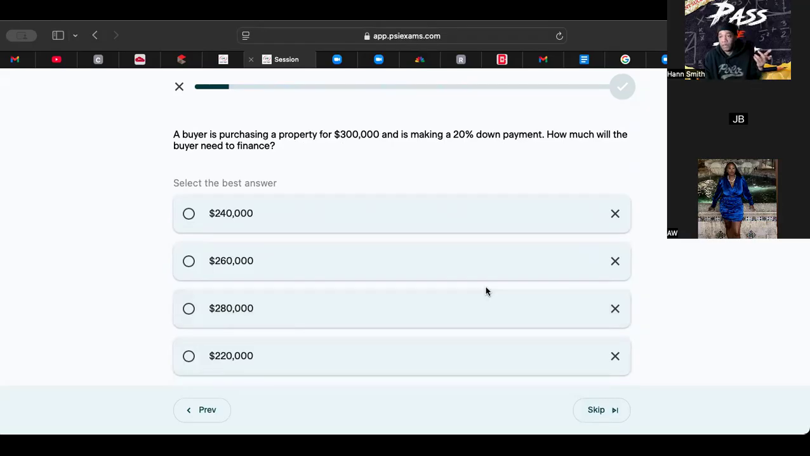Okay, right here. Let's just use this one. They're talking about a down payment. All right. A buyer's purchasing a $300,000 property, making a 20% down payment. Well, what's the math to figure that out? That one's a no brainer.